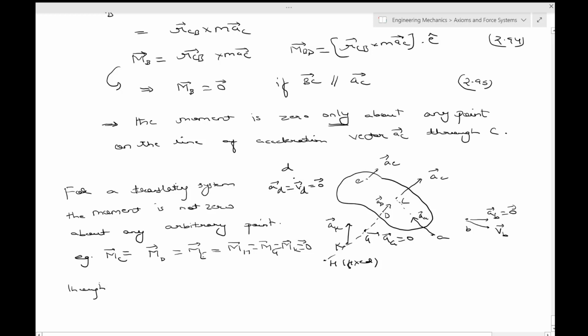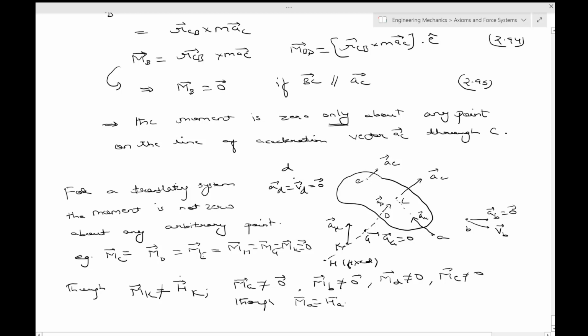though Mk is not equal to H dot K. Okay, and Ma is not equal to 0. Mb is not equal to 0. Md is not equal to 0. Okay, Me is also not equal to 0, though Ma is equal to Ha dot, Mb is equal to Hb dot, okay, and Md is equal to Hd dot.